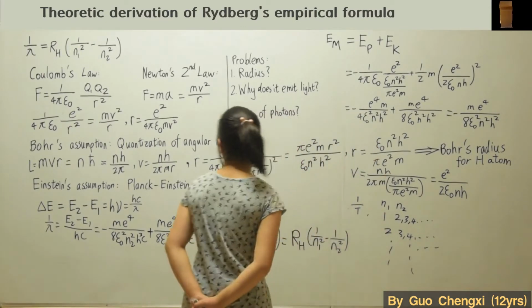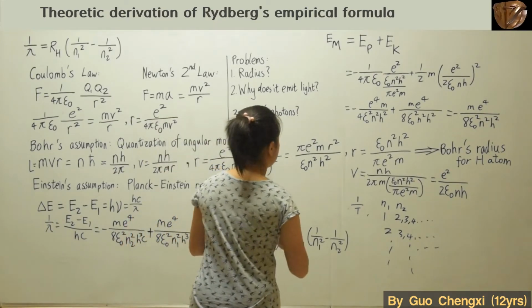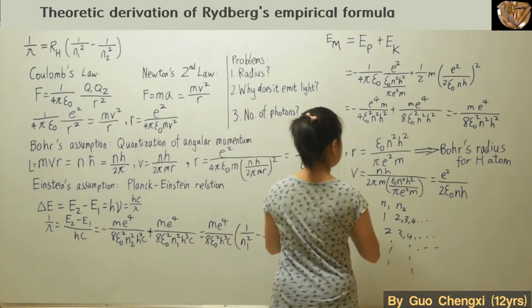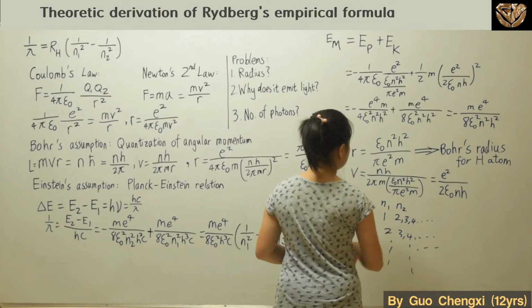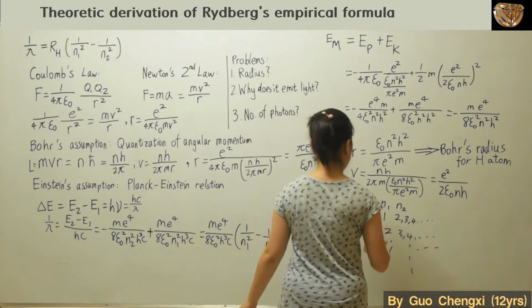So over here for this part, as you can see, this is what we get for the radius. Thus, we can get the velocity over here by substituting it in, and this is what we get.